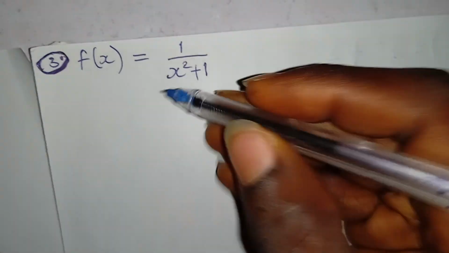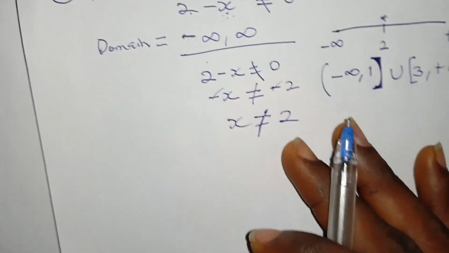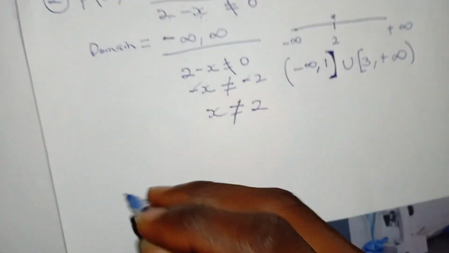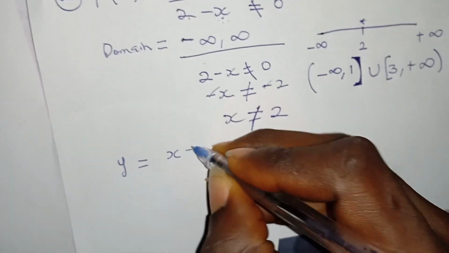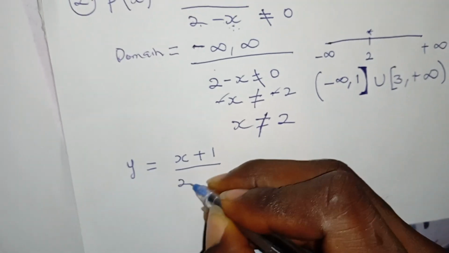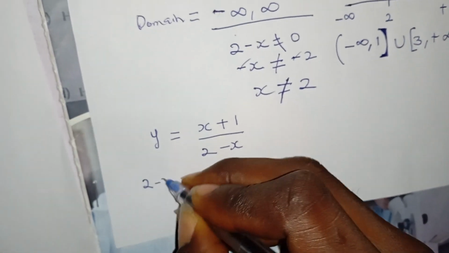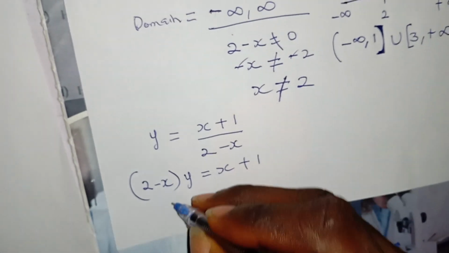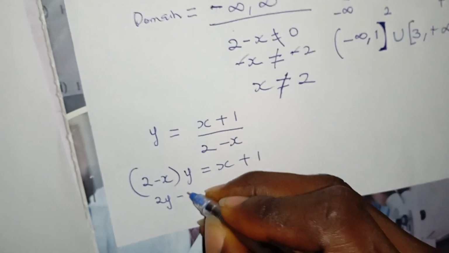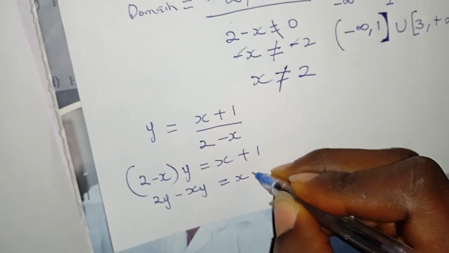Now they say f of x is the sentence. Okay, I almost forgot. In the last question, we got the domain, we did not find the range. So to find the range, y equals x plus 1 all over 2 minus x. And this is saying 2 minus x all times y equals x plus 1. And this is 2y minus xy equals x plus 1.